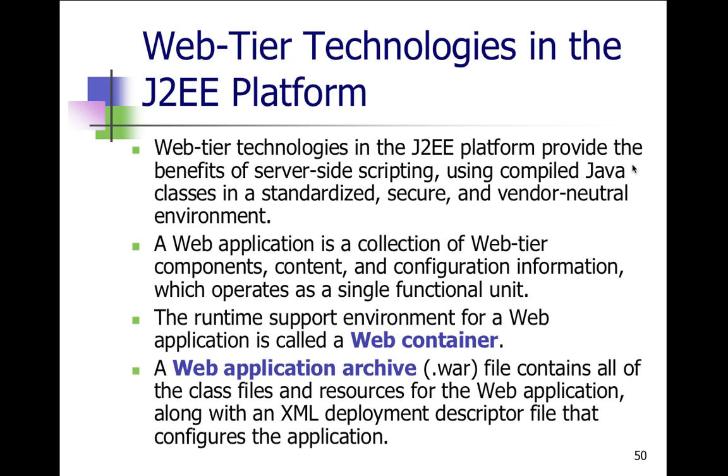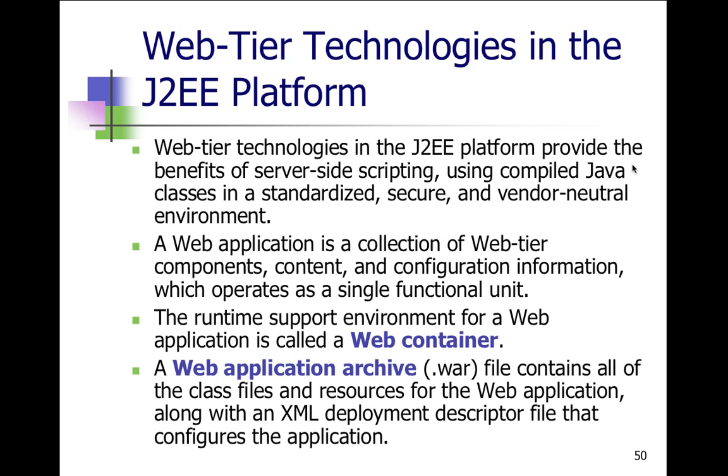But let's move on to something a little bit different, and here's where the new stuff starts. So, modern day web tiering. In terms of the technologies and what's supported on the J2EE platform, this is the enterprise part of the enterprise edition. And what we're looking at is providing the benefit of server-side scripting, so we still have that, using a compiled Java class in a standardized, secure, and vendor-neutral environment, because Java prides itself on, and it does actually provide, multi-vendor support.